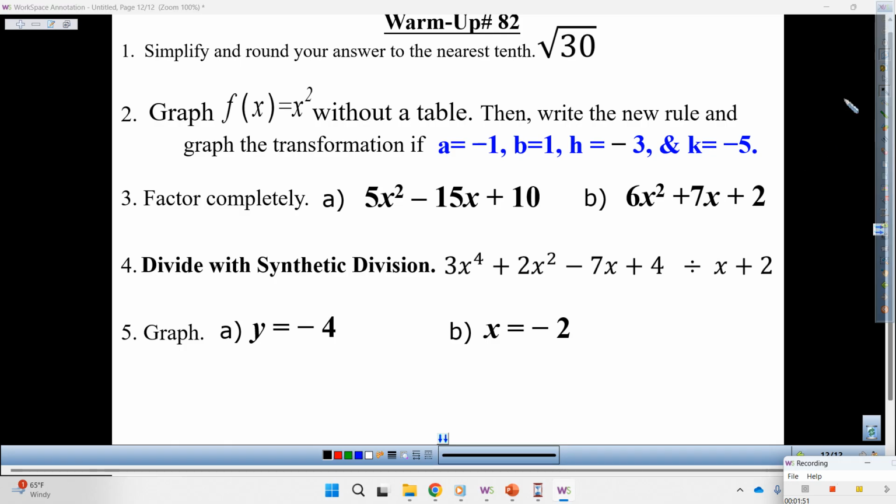All right, shall we? Here we go. Being that it's Tuesday, and we didn't have classes yesterday, I'm going to go over this one more time. Number one, simplify and round your answer to the nearest tenth.